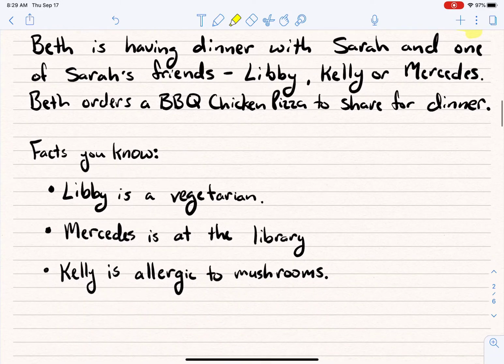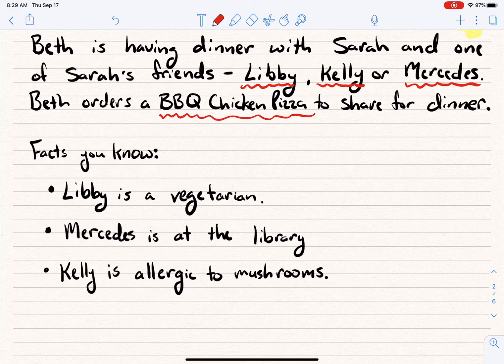All right, so here's the situation. Beth is having dinner with Sarah and one of Sarah's friends, either Libby or Kelly or Mercedes. Now, she knows who she's having dinner with. We don't know who she's having dinner with. So Beth is having dinner with Sarah and one of Sarah's friends, Libby, Kelly, or Mercedes. Beth orders a barbecue chicken pizza to share for dinner.